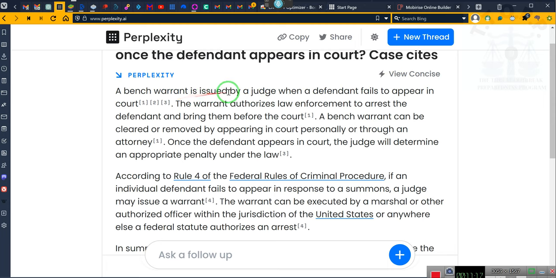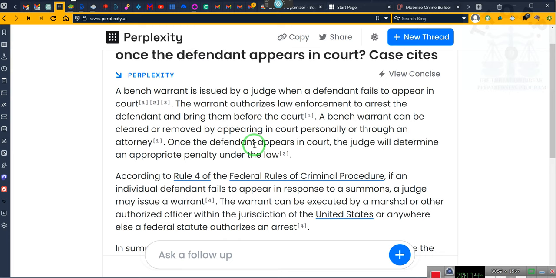Okay. A bench warrant issued by a judge when a defendant fails to appear in court. The warrant authorizes the law enforcement. The bench warrant can be cured or removed by appearing in court personally or through an attorney. It ain't can be cured. It is cured. Why? Because a bench warrant is nothing but contempt of court. You cure the contempt of court by showing up in court, letting them know whatever the issue was.